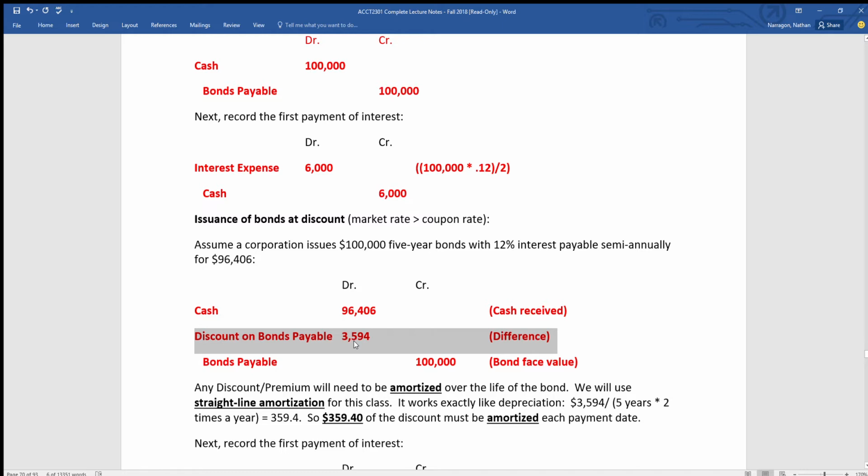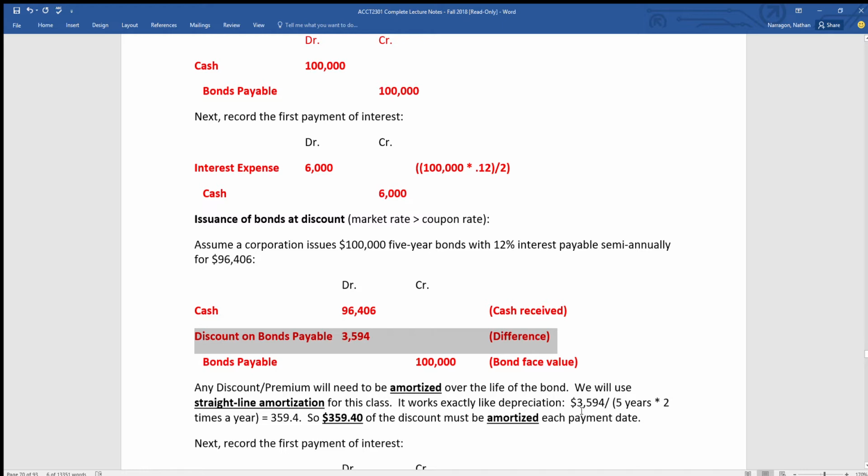You want to see something different that's about to happen, though. When we make payments, the discount, or premium once we get to the premium side, has to be amortized. This is where the lifespan I was telling you about comes in handy. We will always use straight line amortization, especially for this class. There are other ways to do this, but we're not going to get into it.